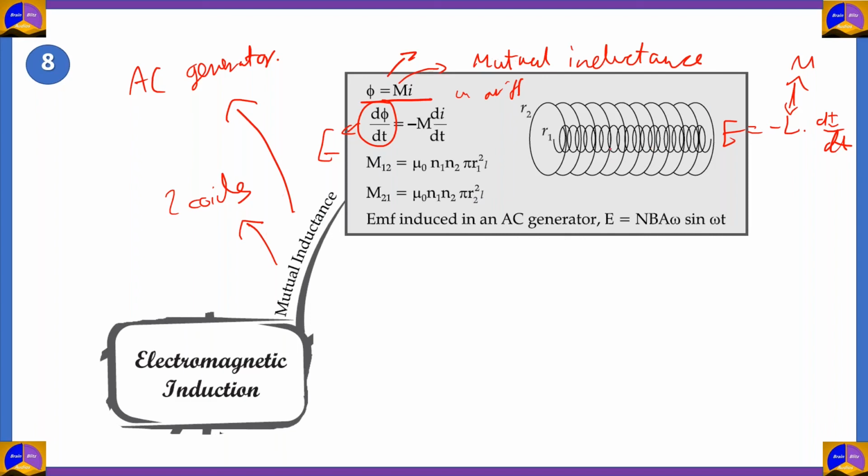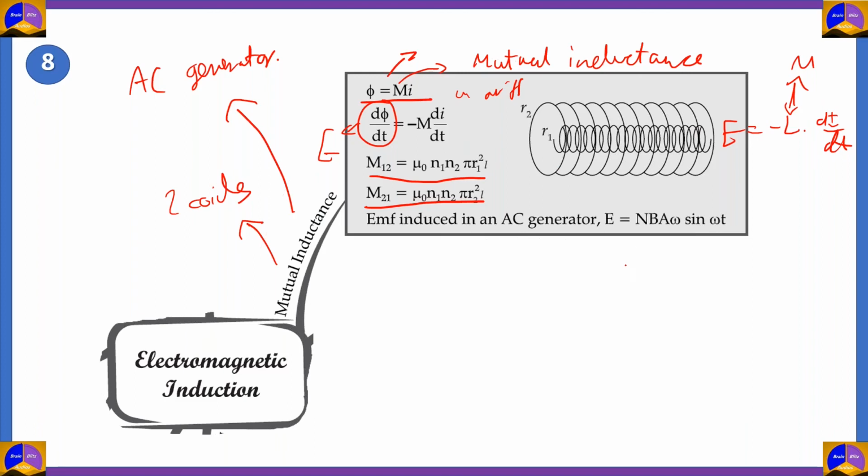And in mutual inductance, we have two coils, and magnetic field can be induced in either one of the coils due to the other coil. So we have two formulae for mutual inductance. The mutual inductance produced in coil 1 due to coil 2 is equal to mu naught N1 N2 pi R1 square into L. And in the other formula, the mutual inductance produced in coil 2 due to coil 1 is equal to mu naught N1 N2 times pi times R2 square times L.